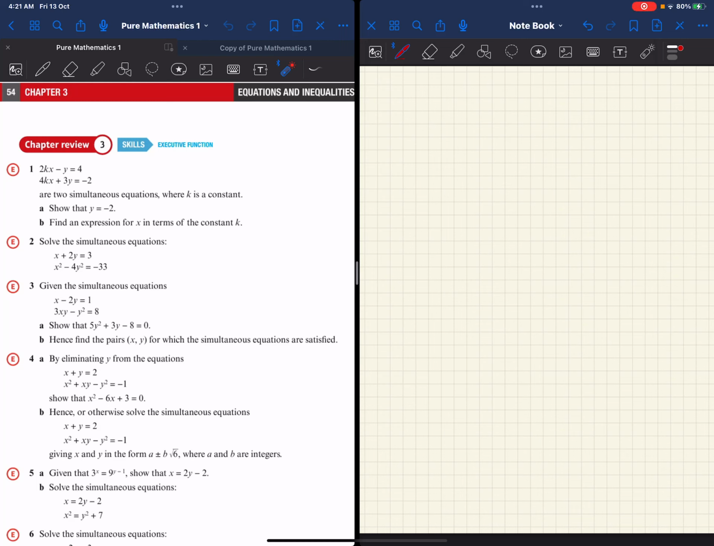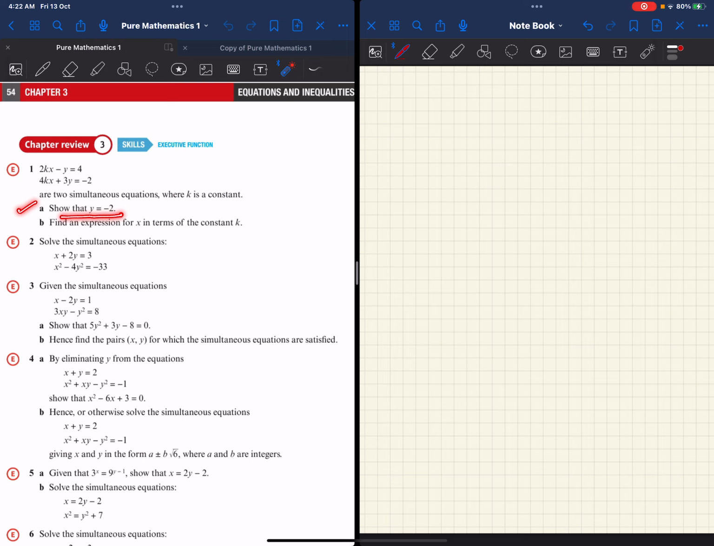Chapter Review 3, Equations and Inequalities. Question number 1. 2kx minus y is equal to 4 and 4kx plus 3y is equal to negative 2. These are two simultaneous equations where k is a constant. Part A says show that y is equal to negative 2.